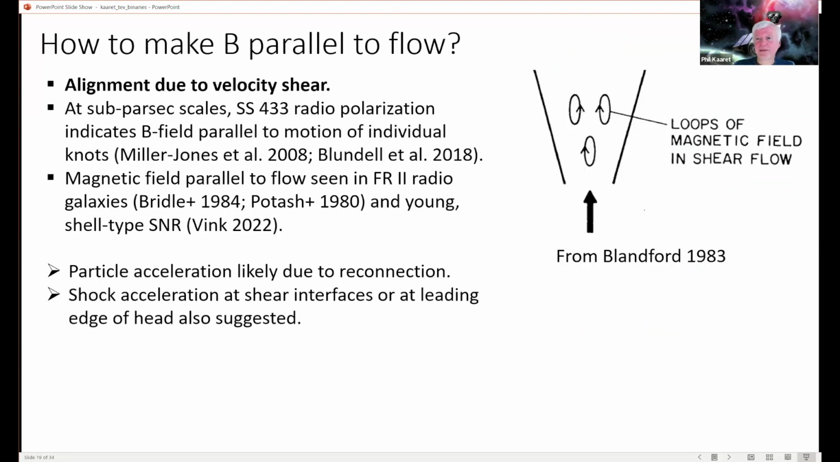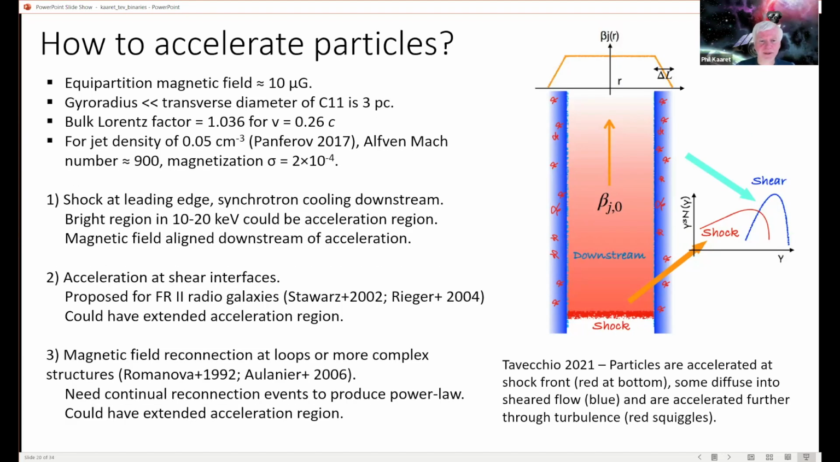I mean, if you generate loops in the shear flow like this, they will naturally recombine. This was suggested in a bunch of papers from the 90s and has been revisited more recently. And you would have continual reconnection events to produce a smooth power law. But that seems likely since the thing is pretty well extended. And again, in that source, you could actually have an extended acceleration region.